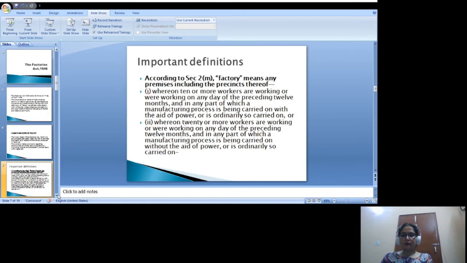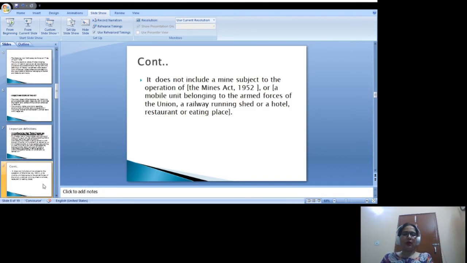Now, coming to our next slide, the factory definition does not include a mine subject to the operations of the Mines Act 1952. These mines will not be included in the Factories Act, nor will any mobile unit belonging to the armed forces of the union, a railway shed, or a hotel, restaurant, or eating place. All these places are excluded from the definition of factory.